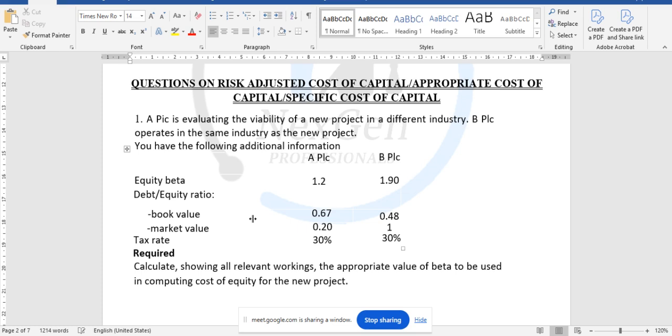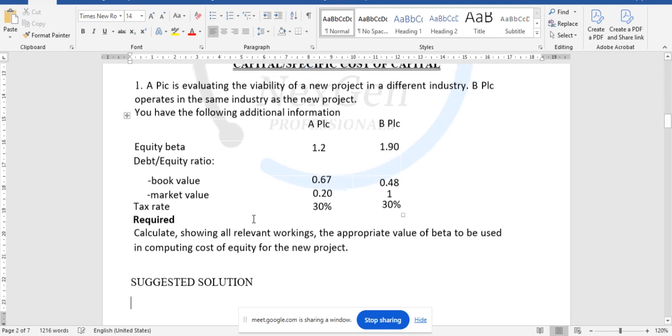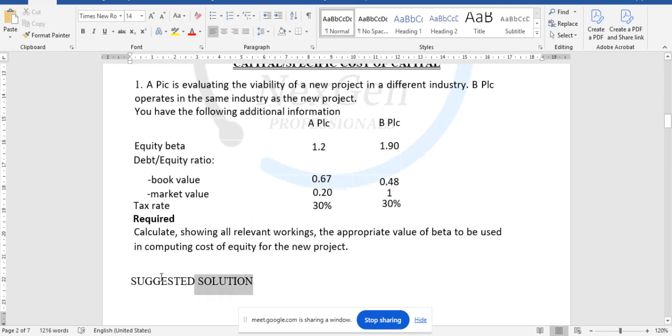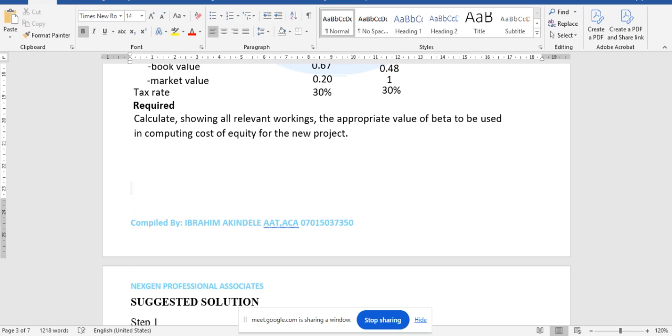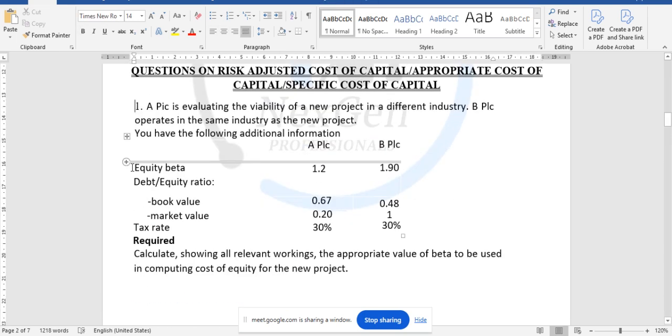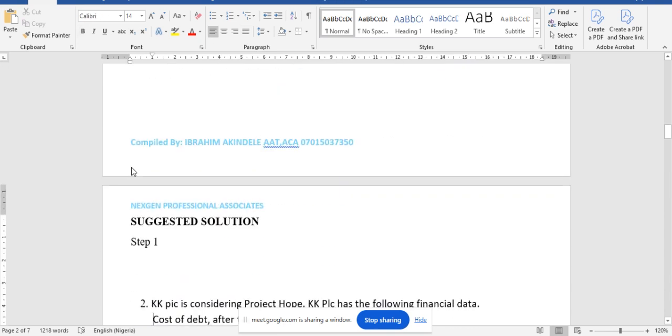Now let's quickly start. Suggested solution. What is our first step? Step one: identify the proxy company. Class, what is the proxy company here? Proxy company B. Thank you.